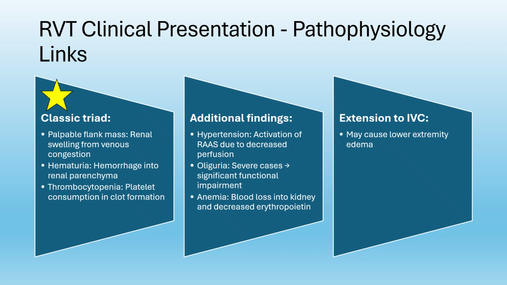Anemia develops through multiple mechanisms, including blood loss into renal parenchyma, decreased erythropoietin production, and microangiopathic hemolysis as red blood cells traverse partially occluded vessels.